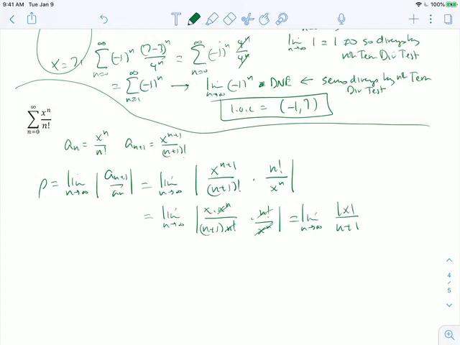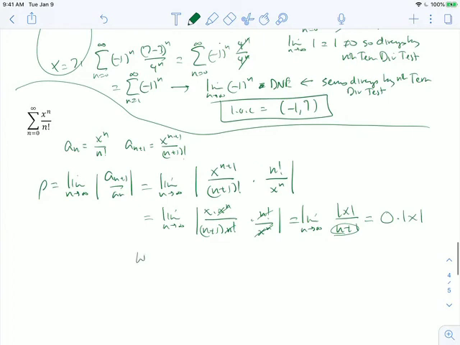Well, what do we see? As n gets big, n plus 1 is going to get really, really big. I'm abusing the notation a little bit, but the limit is 0. I can think about this as 0 times the absolute value of x. Well, when is 0 times the absolute value of x less than 1? This product is always 0. And so the answer is for all values of x.